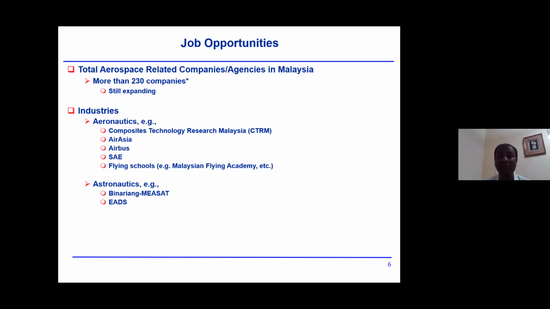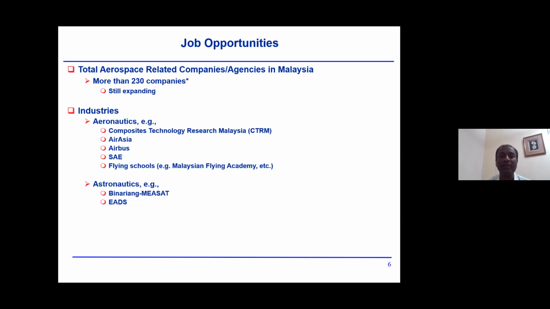So opportunities are huge. There are also opportunities for other engineering graduates to work in these companies. If I pick particular aeronautical industries, what I have spelled out here, for example, CTRM, AirAsia, Airbus, SAE. Sepang Aircraft Engineering is a maintenance company for Airbus. There are a lot of flying schools. They also have maintenance jobs. There are design jobs they are doing.